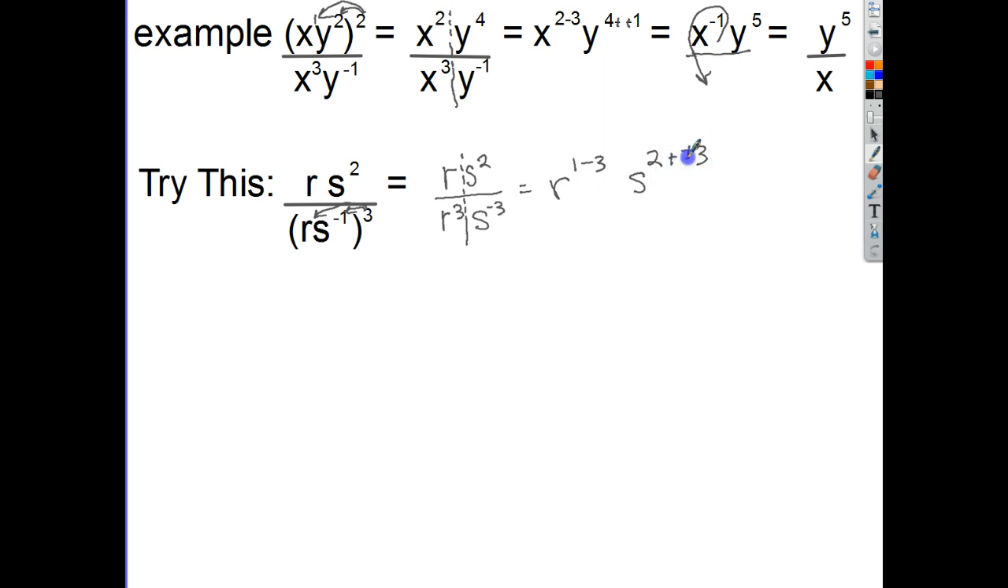Minus a negative is plus a positive. That's equal to r to the negative 2, s to the positive 5. Can't leave a negative exponent in your answer. That's got to move to the bottom, and what we get is s to the 5th over r squared.